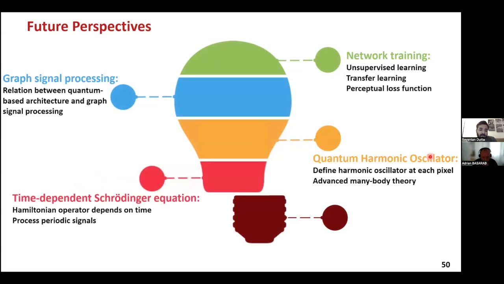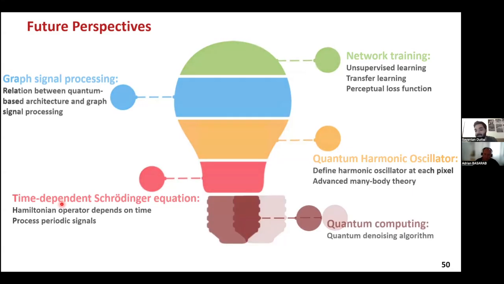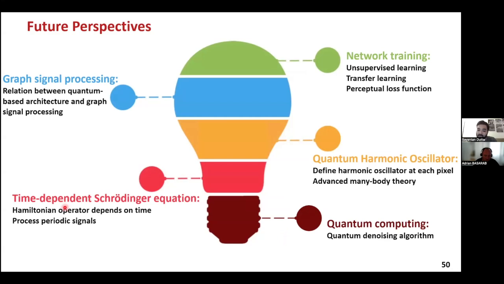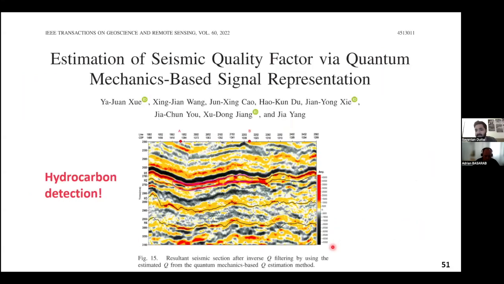And then we can try to use the time-dependent Schrodinger equation, because here we are mainly using the time-independent Schrodinger model. But this time-dependent Schrodinger model can be useful for processing periodic signals, for example, the video, and we can see how the wave function evolves with time. So these types of things can be studied. And another one is quantum computing. We did some work, but there are many things that can be done in the future. And there are other possibilities as well.